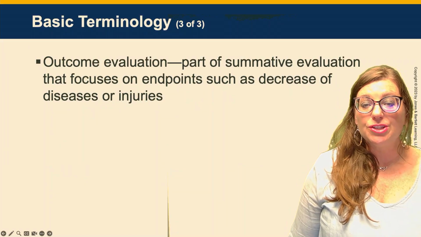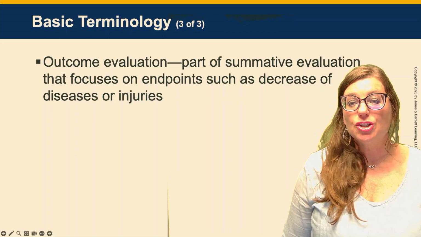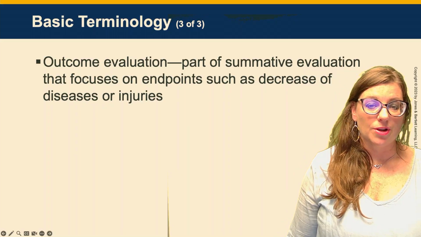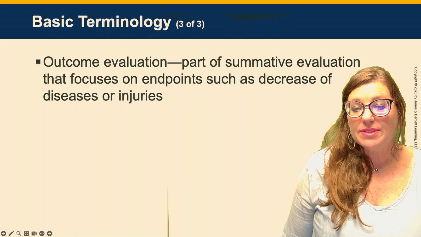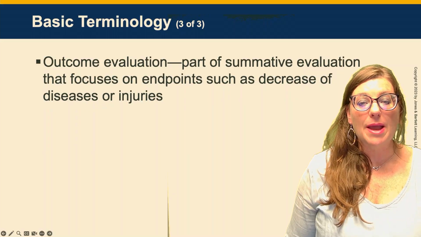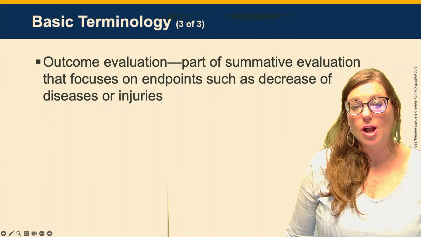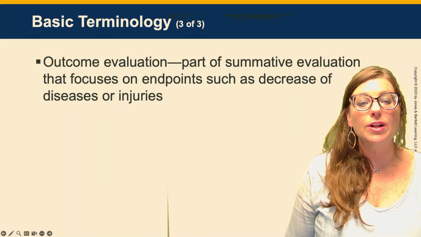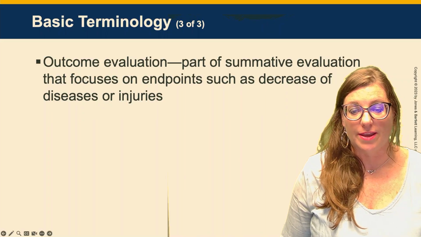Outcome evaluation zooms out to the endpoints, such as reduced disease rates or injury, for example. These outcomes take longer to move and are influenced by many factors, which is why strong process and impact data are critical to tell a coherent story.